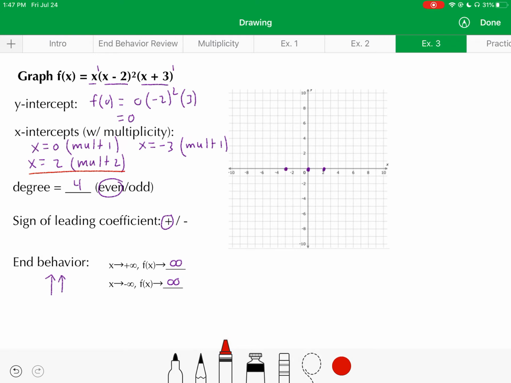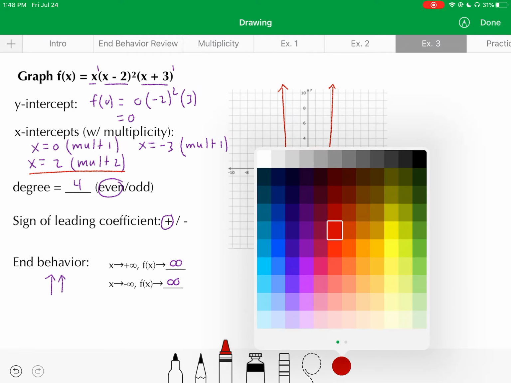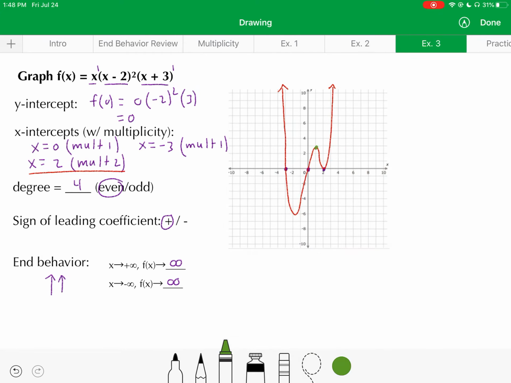Okay, end behavior says I start high on the left, I finish high on the right. So the curve's going to do something like this. It's going to have to cross through at -3, turn around, cross through at 0, turn around, hit 2, immediately turn back around to finish high. All right, once again, these turns, the relative extrema, are unknown exactly where they should be.